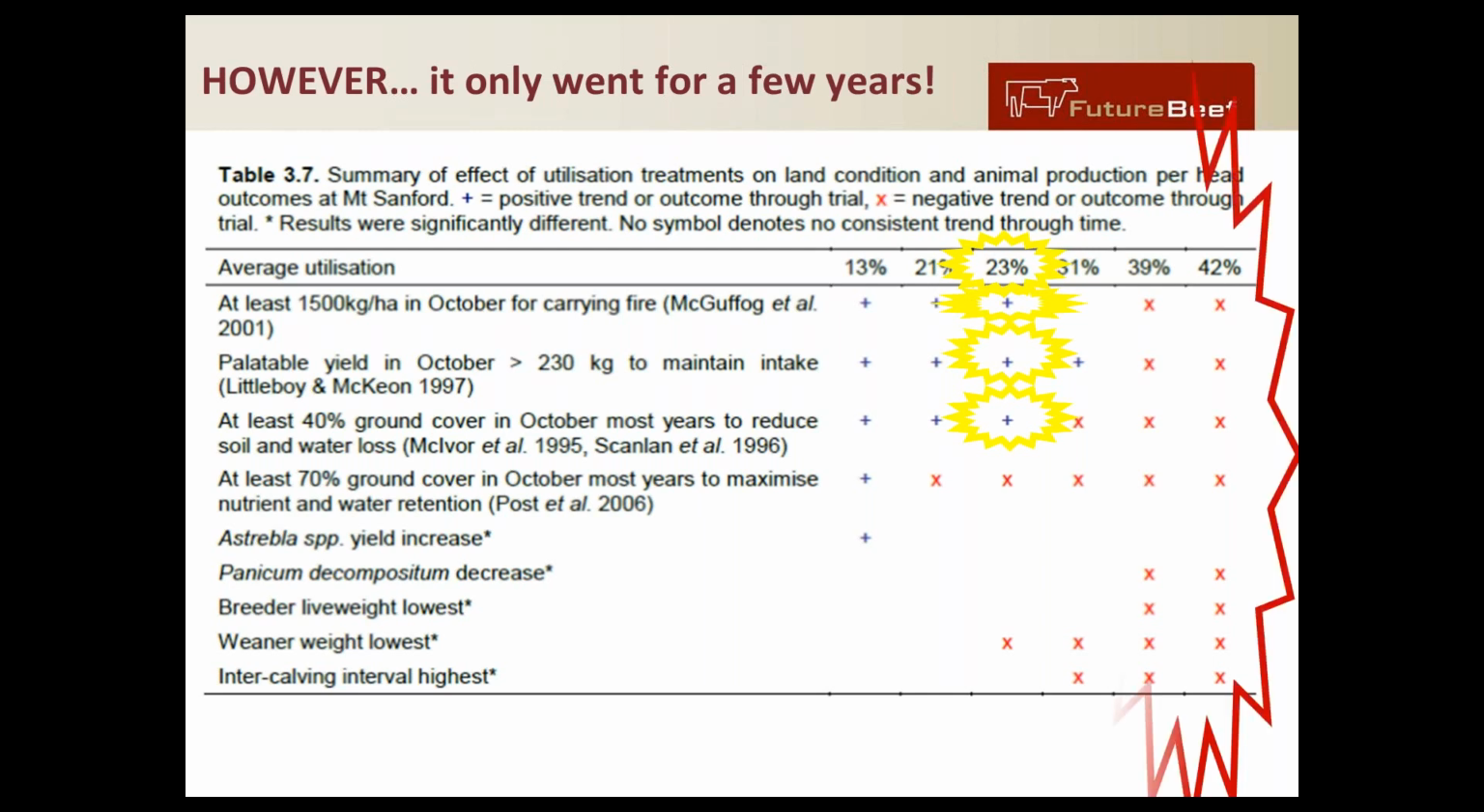And while we're on the subject, guess which ones didn't do that? The high utilisation rates. The 39% and 42% utilisation rate treatments were not able to meet any of these targets. And guess what? They had the highest inter-calving intervals. They also had the lightest weaner weights. They also had the lightest breeder weights. All of these are important to your pastoral enterprise.